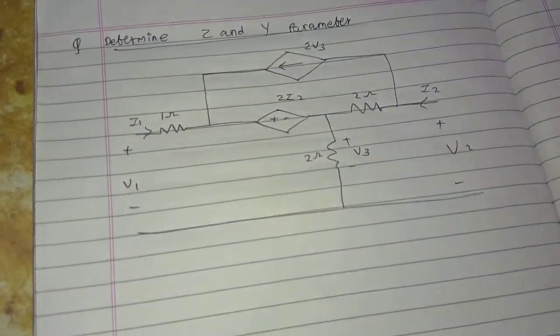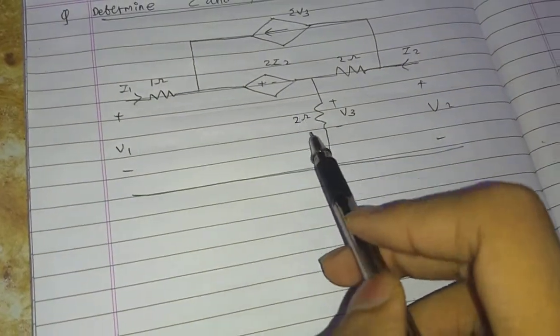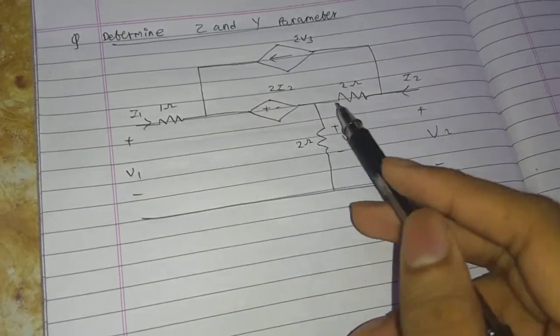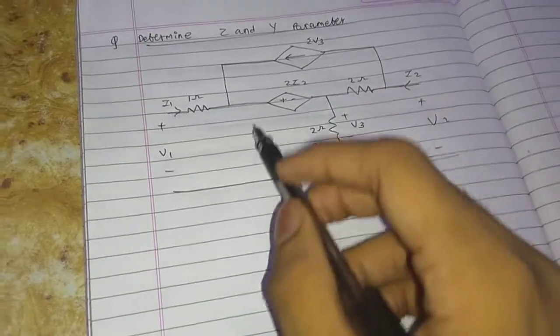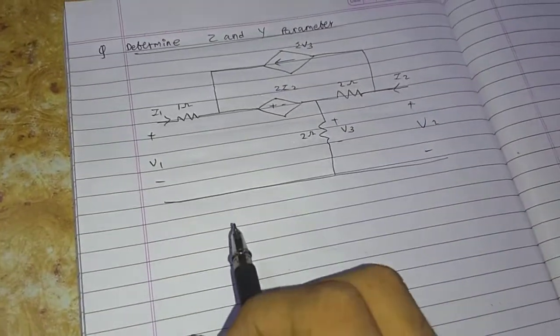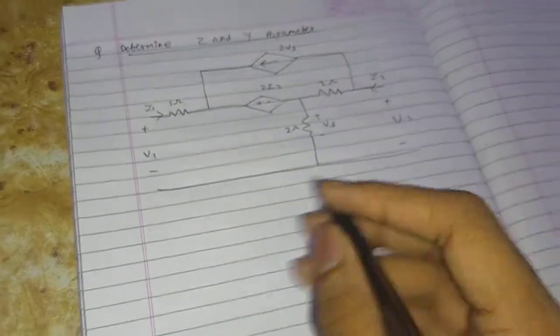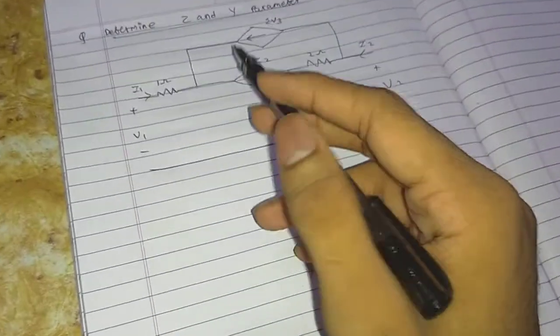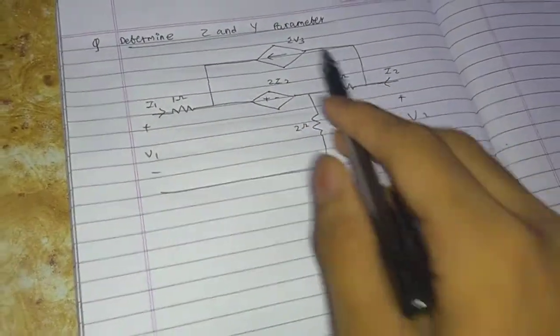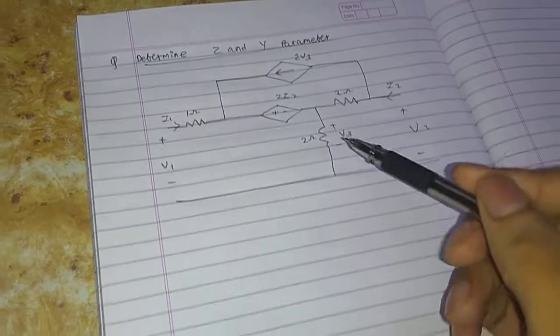Determine Z and Y parameters for the given circuit. Now for this circuit, I will observe it carefully. I can't do anything. I can't apply star delta or anything like that. So I have to go with the normal procedure. First of all, I will find out the Z parameter. So let us start.